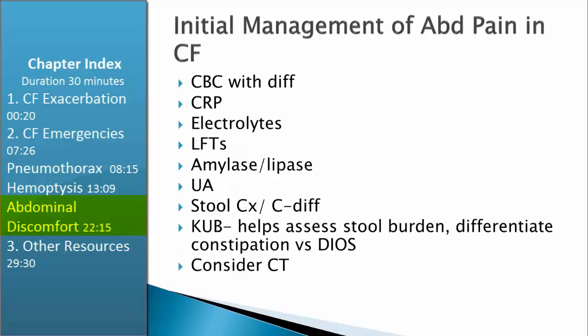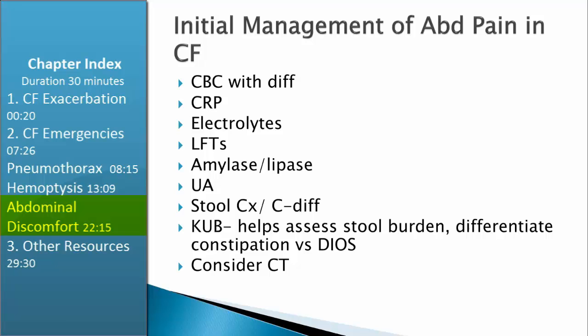What's your initial management or evaluation? Well, there are a number of labs and studies that you can consider, and you'll obviously need to tailor it to the patient scenario, but you can consider a CBC with diff, a CRP, electrolytes, LFTs, certainly amylase and lipase if you think the patient's at risk for pancreatitis, a UA, stool cultures including C. diff studies, and then very often we'll get a KUB to help assess stool burden. As I'll go into, this will help us to differentiate constipation from DIOS. Pending all of these things in the clinical picture, you could consider a CT, but I would say we do this pretty rarely.